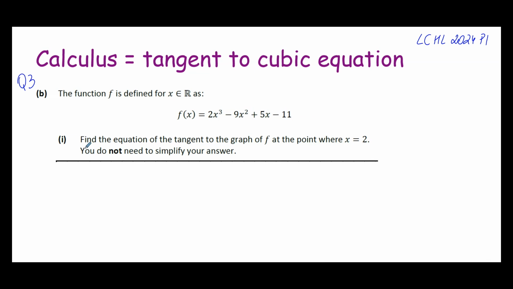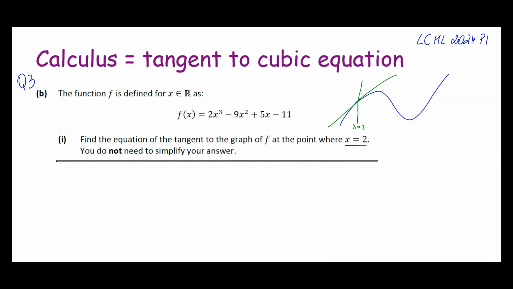Okay. So what do we need to do? Find the equation of the tangent to the graph of f at the point. So there is a cubic equation, and at some point, I'm making that up, I don't know exactly where it is. So there is this point here, x is equal to, and there is a tangent, and I need to find the equation of that tangent.